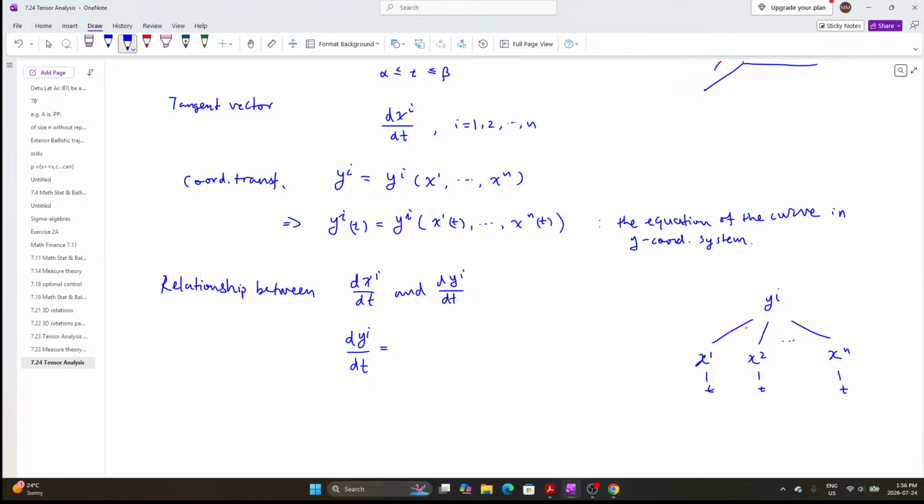formula tells us you represent each little line segment with a partial derivative or an ordinary derivative, depending on how many variables underneath it. And then you sum up the contributions from each chain. So using the summation notation, this is nothing but the partial derivative ∂y^i over ∂x^α, and then dx^α over dt. There you go. So that's just the chain rule.